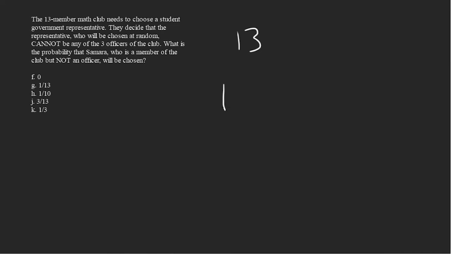So there are only 10 eligible members, right? Because 13 minus 3 officers leaves 10 eligible members for the position. Samara is one of the 10. So what are her odds of being chosen? It's going to be her out of 10, right? I can confirm that's correct. I just looked up the answer, so it is in fact 1 out of 10. That's as simple as it gets.